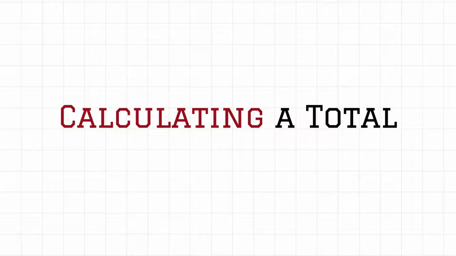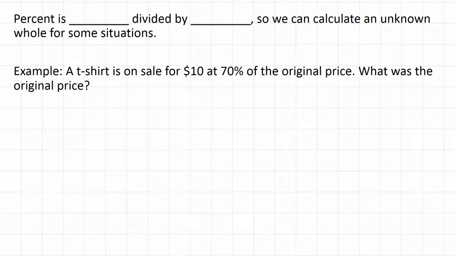Calculating an unknown total is probably one of the trickier skills with percent questions. Because we know that percent is a part divided by a whole, we can sometimes calculate an unknown whole for a certain situation. So here's an example. A t-shirt is on sale for $10 at 70% of the original price. So what was that original price?